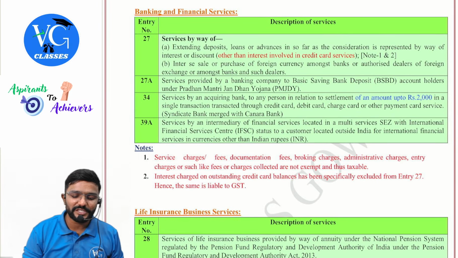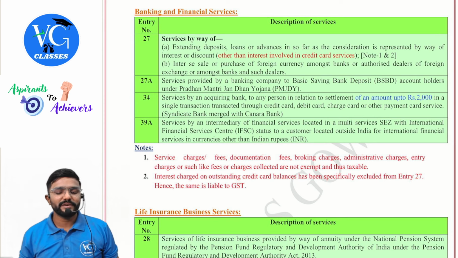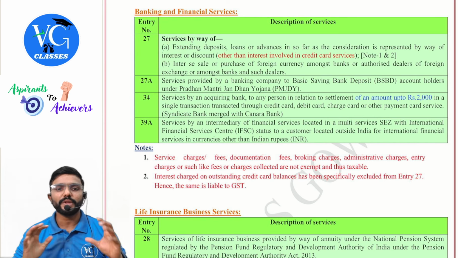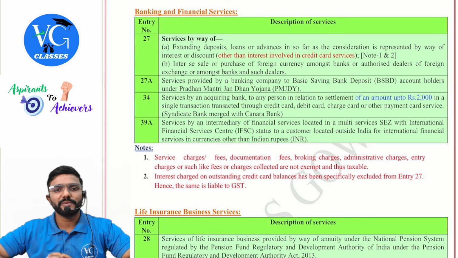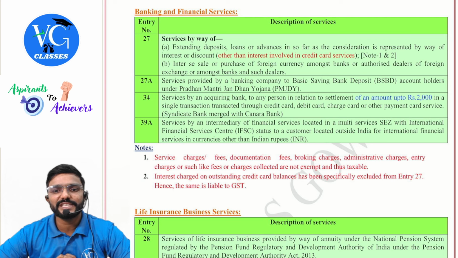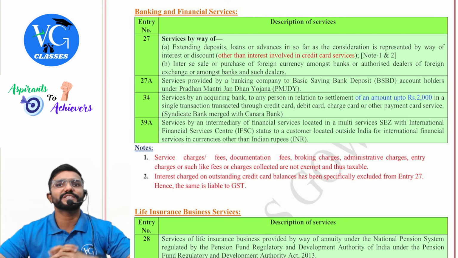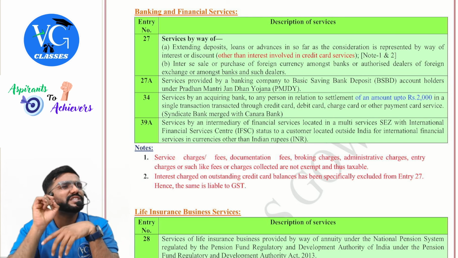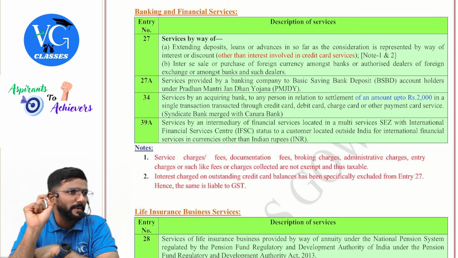Okay, so next, banking and financial services. Entry 27 is especially important. Why? Because they have taken it in many places in GST. Entry 27: services by way of extending deposits, loans, or advances insofar as the consideration is represented by way of interest or discount. Exempt? Yes. In simple words, I call it financial service costs.